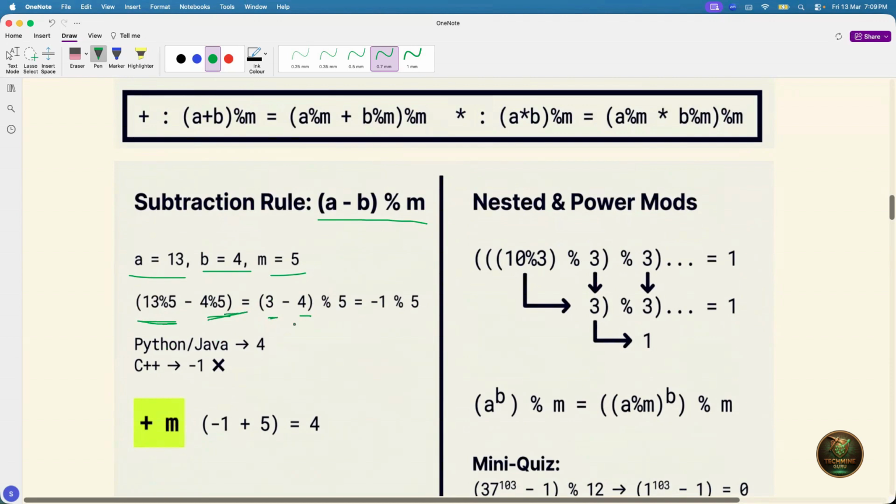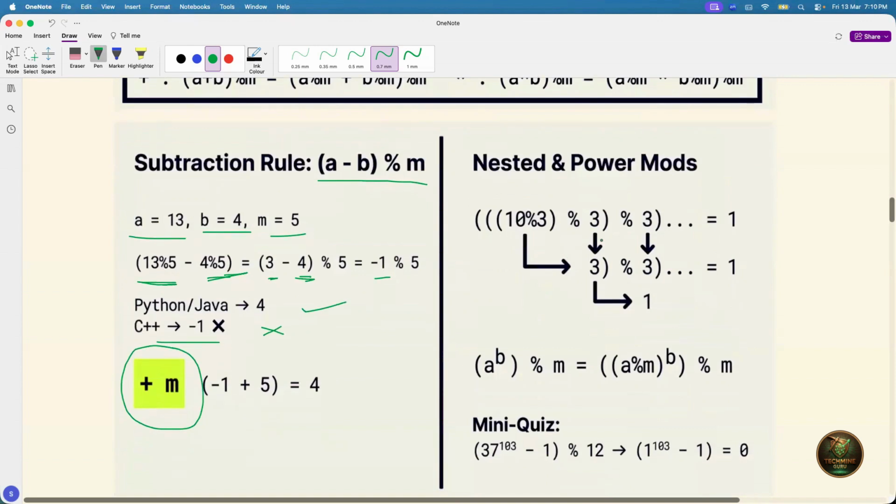And 4 modulus 5 will be 4, right? So 3 minus 4 will be minus 1. In some compilers like Python and Java, it will give the result as 4. But in C++, it will give the result as -1, which is not correct. So for this, we just have to remember that we need to add one extra m in the answer.